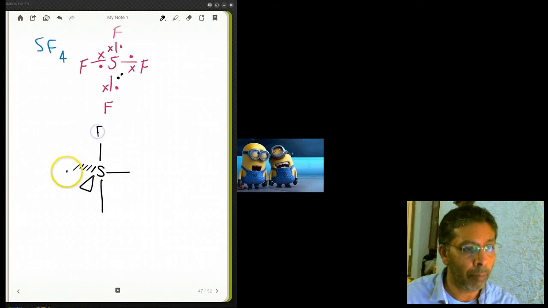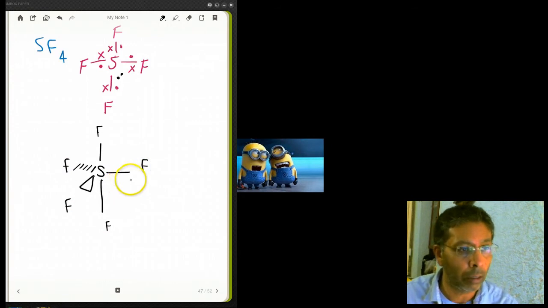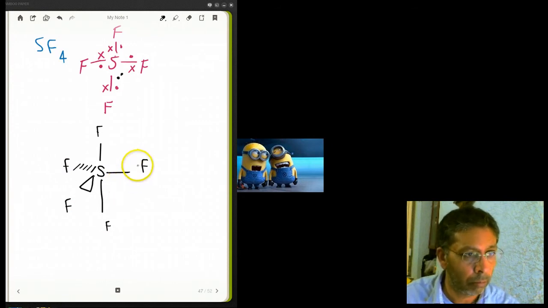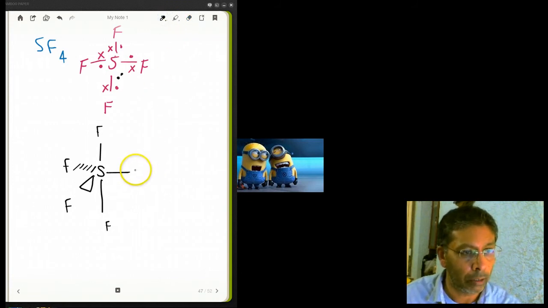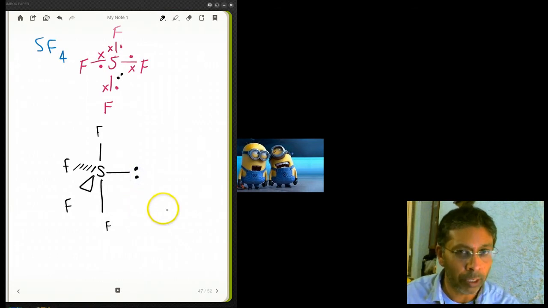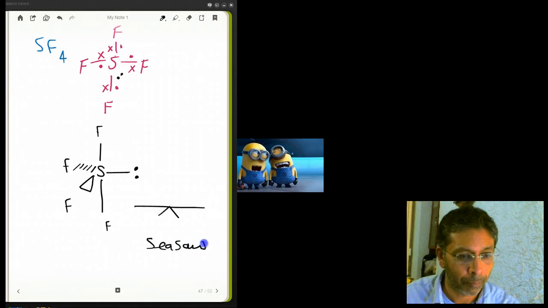Okay, but remember we have a lone pair, and the lone pair, as you know, goes on the equator. So I've done too many fluorines. Let's just rub off that one there. Okay, and there's the lone pair on the equator. Now, what shape could this be? Do you remember from the first video, seesaw? Okay, seesaw shape.